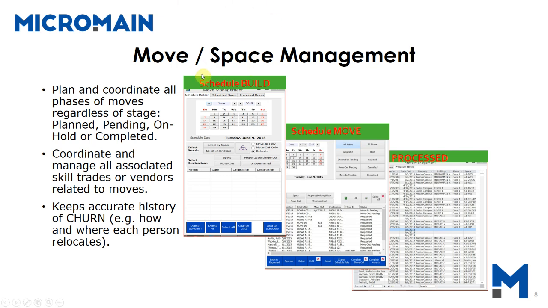As you can see in this one, this is your schedule build tab. This is where you select people to move or relocate. It also has a calendar if you need to schedule a future move. The next tab over would be your schedule move tab. This is where you can approve, reject, hold, change schedule dates, complete move-ins, and complete move-outs. And the next tab over would be your process tab, which basically gives you a history of everybody that you have moved out.